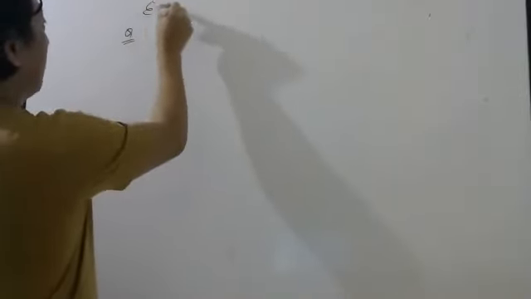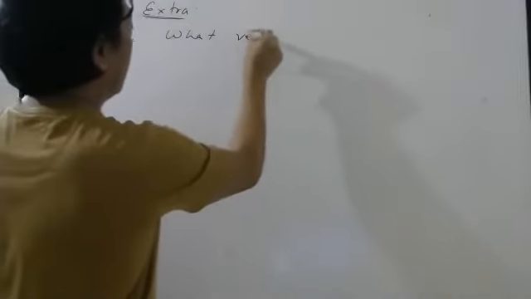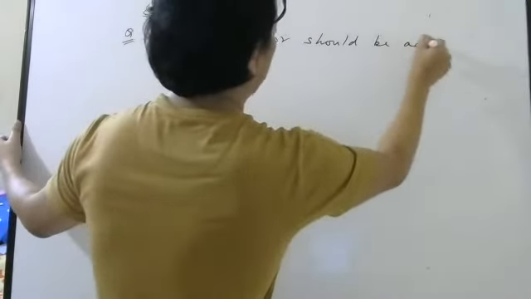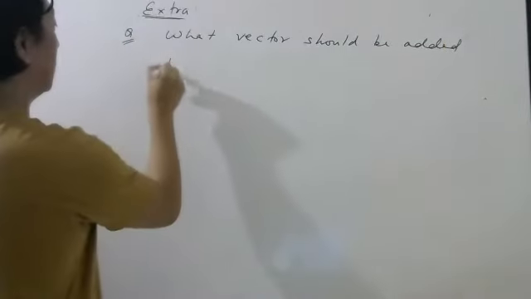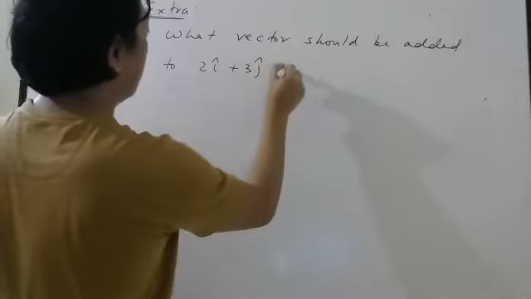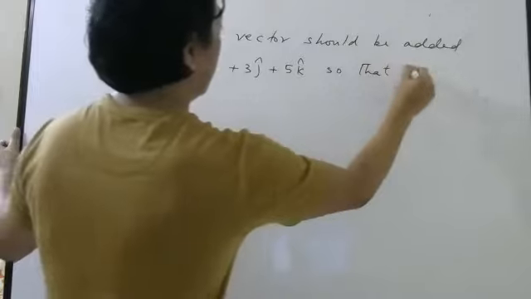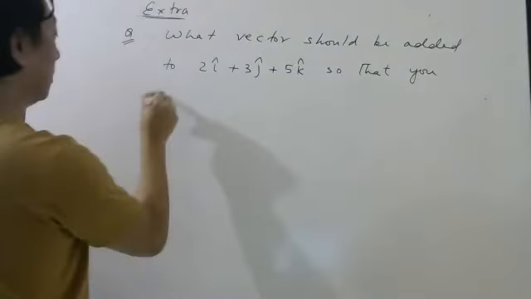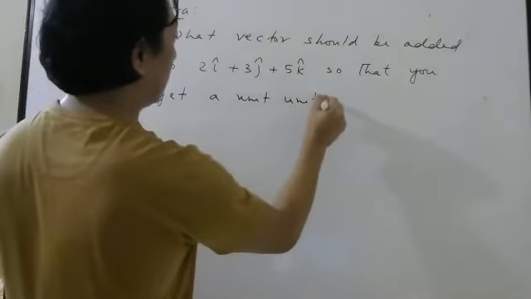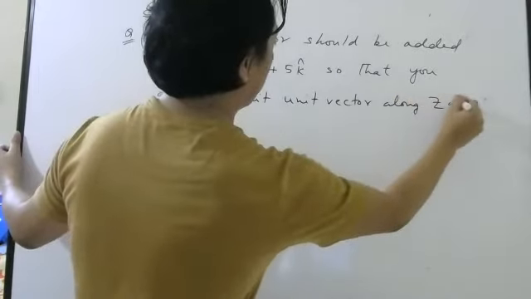Extra, whenever I do extra, write extra. What vector should be added to 2i cap plus 3j cap plus 5k cap so that you get a unit vector along z-axis?